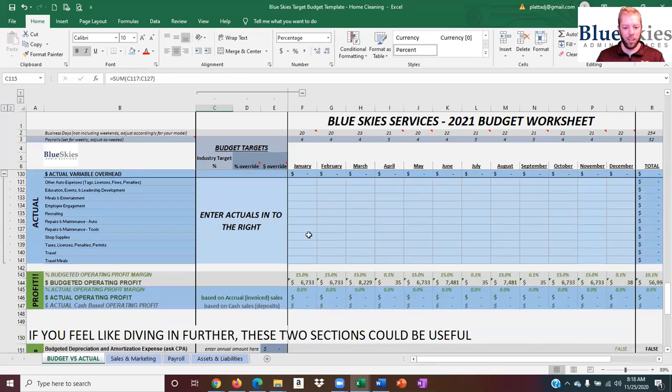So that's it. Again, a section to fill out the actuals. And now you have your profit. How are you doing from an operating perspective? This budget is built to have an operating profit of 10%, which for a home cleaning business would be right in line with where you'd want to be.